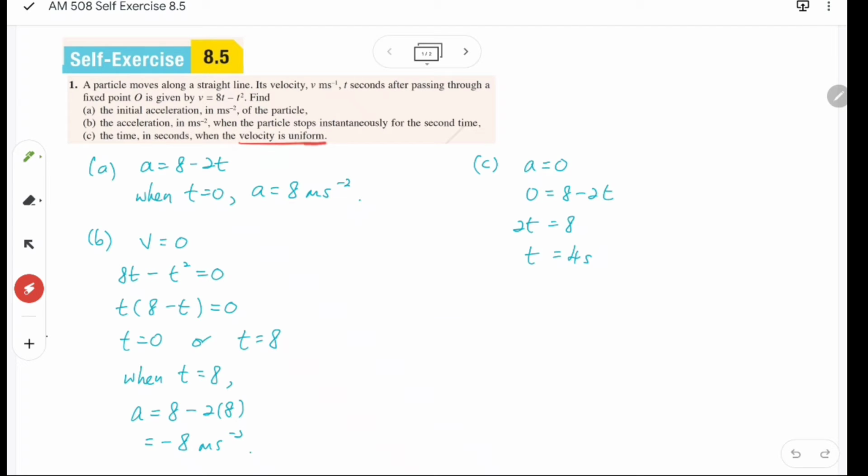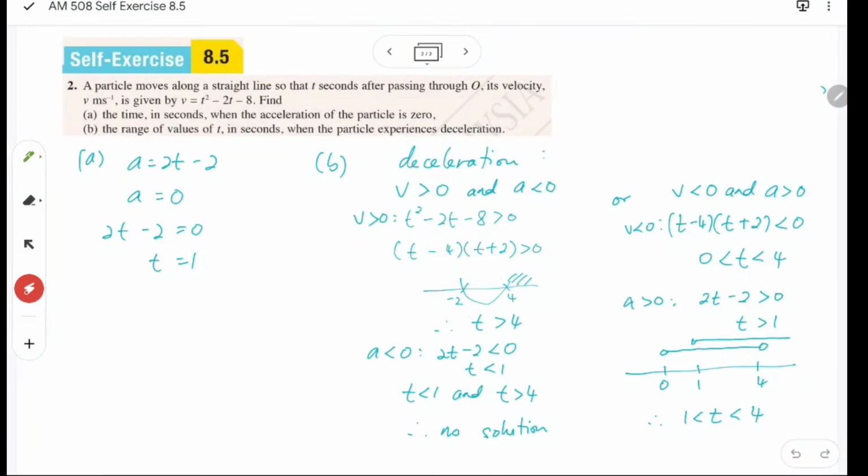C. The time in seconds when the velocity is uniform. When the velocity is uniform, then we have no acceleration. Therefore, a equals 0. So when a equals 0, 0 equals 8 minus 2t, there we get t equals 4 seconds.